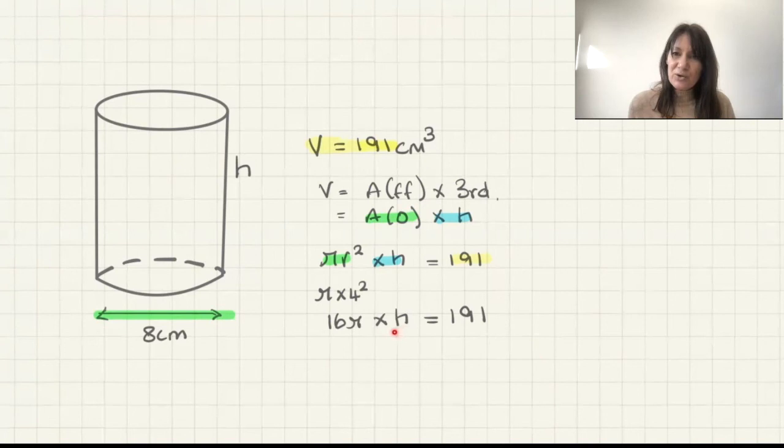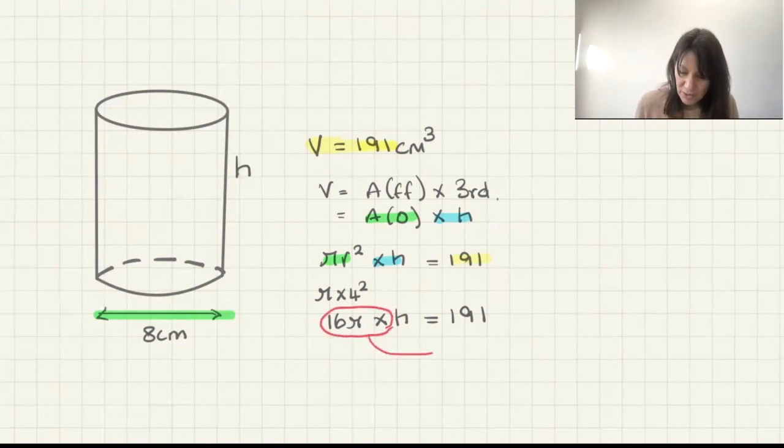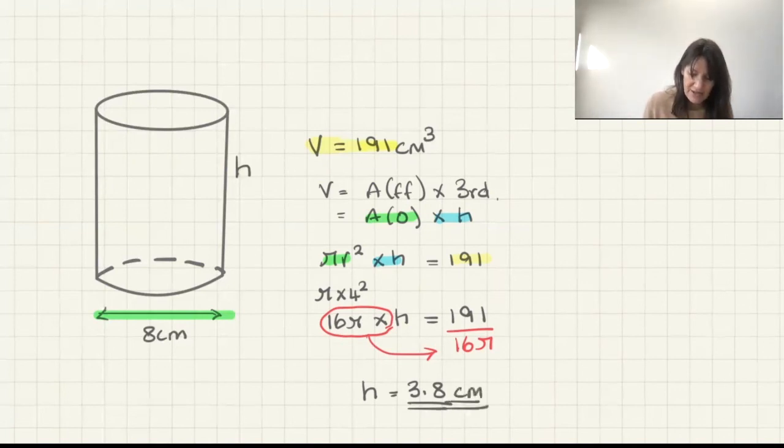So if you did the course with the solving equations, we did absolutely loads of this. If you want to know what something equals, you get it on its own, which means you get rid of everything else, move it to the other side of the equal sign, which we do by hopping. So I'm going to pick up my times 16 pi, and I'm going to divide by 16 pi. So h is equal to 191 divided by 16 pi, which is 3.8 to 1 decimal place. So 3.8 centimeters when you put that in the calculator.